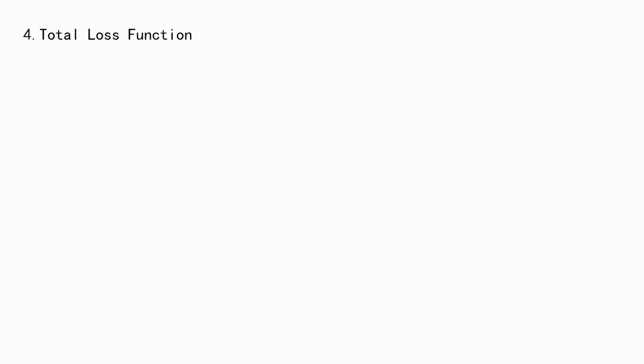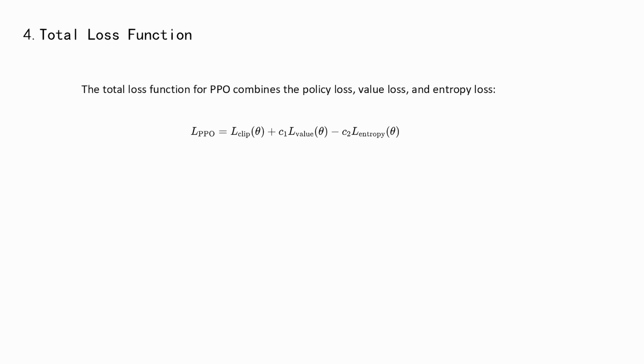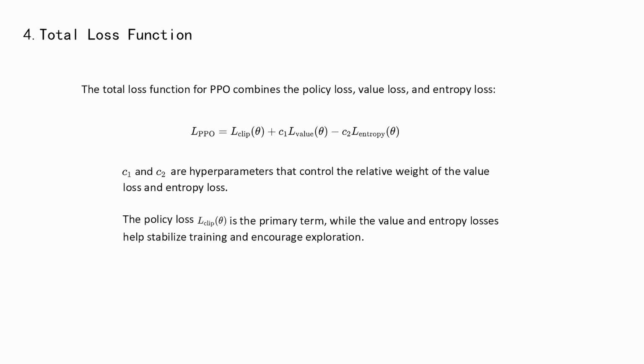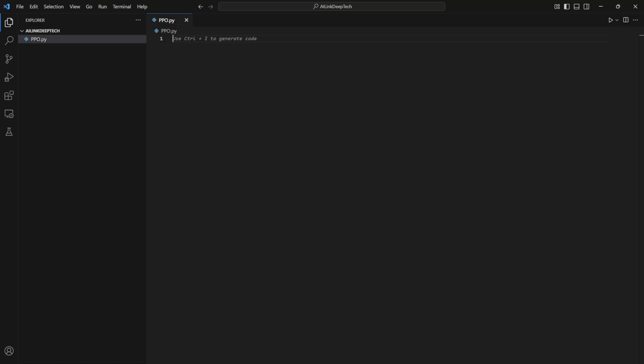Total loss function. The total loss function for PPO combines the policy loss, value loss, and entropy loss as follows. c1 and c2 are hyperparameters that control the relative weight of the value loss and entropy loss. The policy loss is the primary term, while the value and entropy losses help stabilize training and encourage exploration. Now we implement the PPO code.